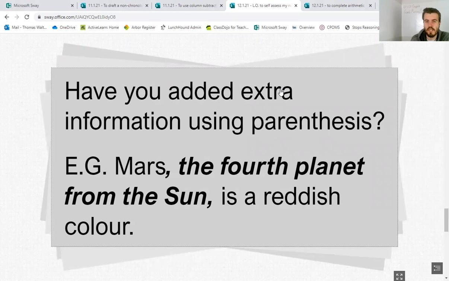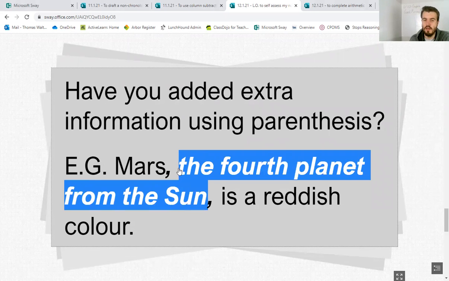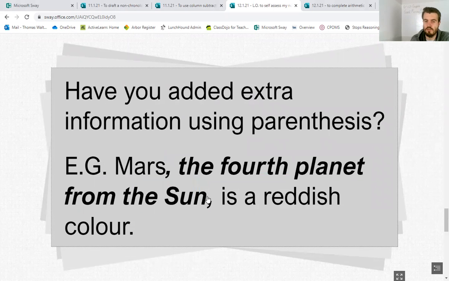Thirdly, have you added extra information using parentheses? So that is this bit in bold here, the extra information in the middle of a sentence. So Mars, the 4th planet from the sun, is a reddish color. I didn't need to add that bit extra in the middle here, but I chose to because it adds extra information and it makes it better. Remember, using commas, dashes, or brackets around your extra information.